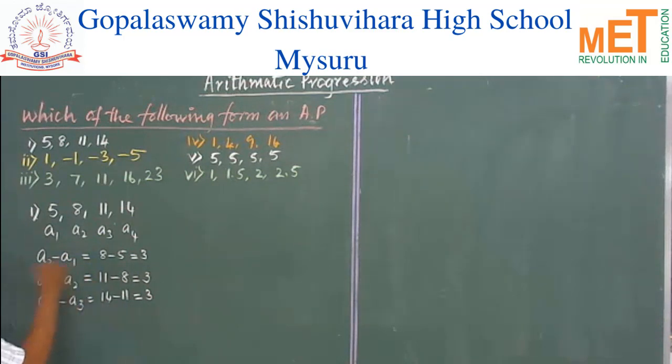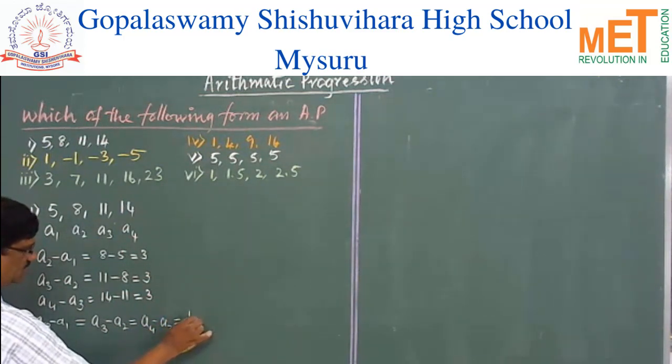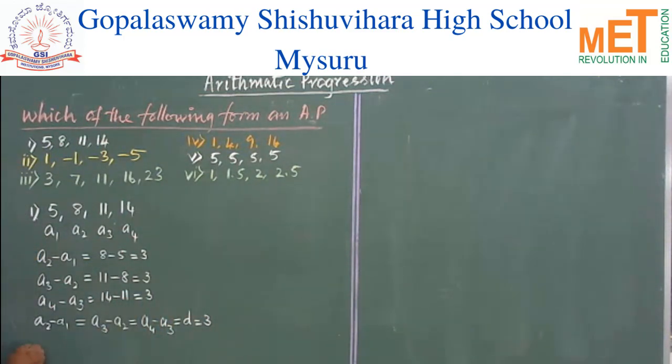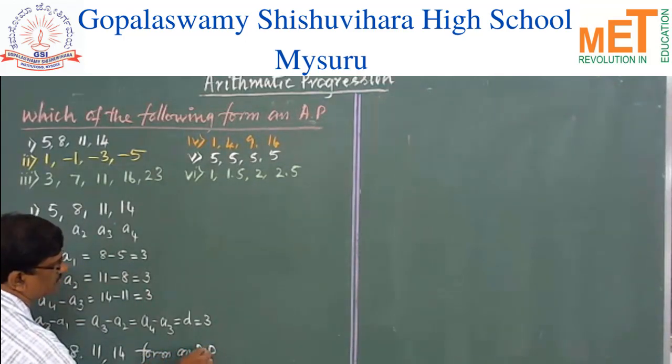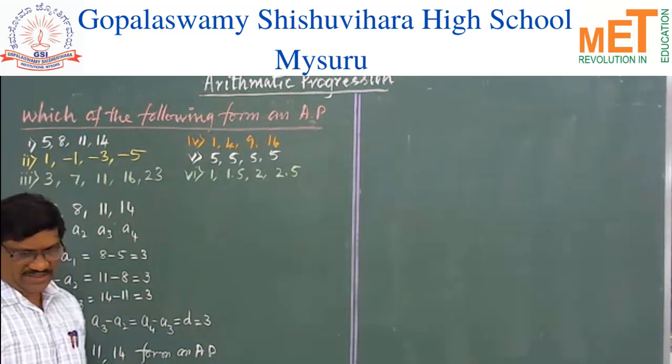From this example, we can come to a conclusion that a2 minus a1 is equal to a3 minus a2 is equal to a4 minus a3 is equal to d is equal to 3. Therefore 5, 8, 11, 14 form an AP. Clear, children? Understood? Now we shall move on to the next one.